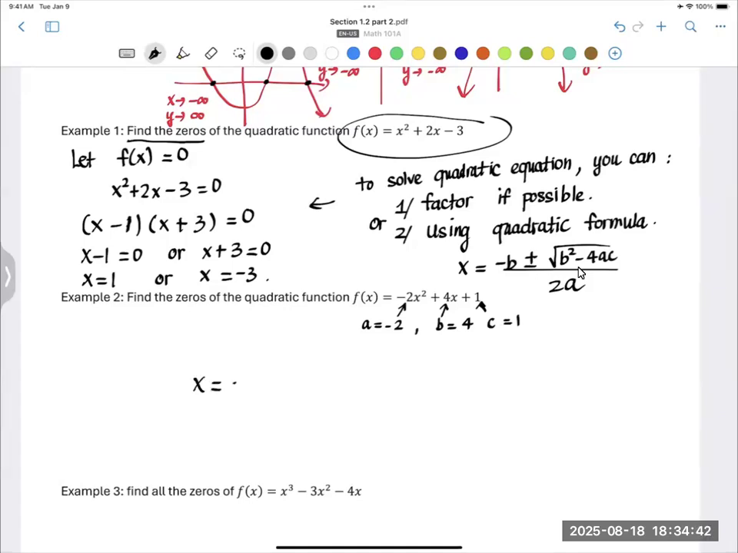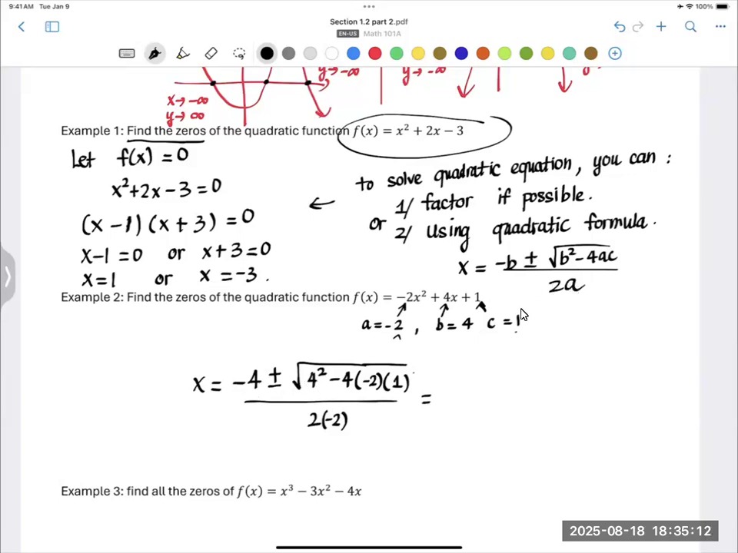So x equals -b. -b would be -4 plus and minus the square root of b squared, so 4 squared, minus 4 times a, which is -2, times c, which is 1. And all over 2a, which is 2 times -2. Okay, so we're going to put all that into the radical, and of course we have to simplify after we apply the formula.